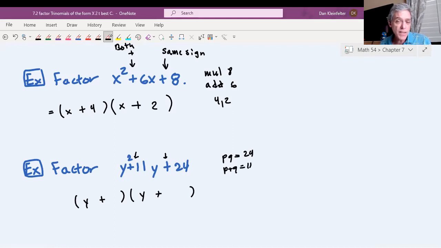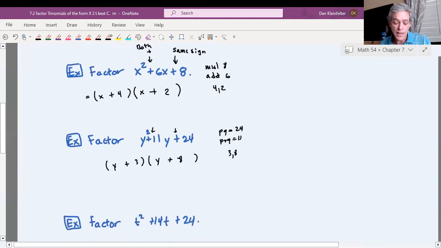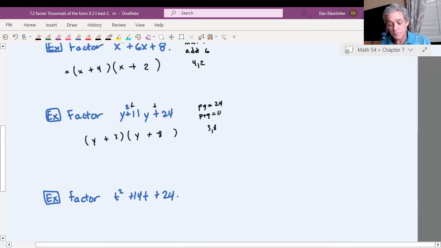If there's a hard part to this process, it's right there, figuring out what those two numbers have to be. And it's also kind of the fun part. They have to be 3 and 8. So we'll have y plus 3 times y plus 8.